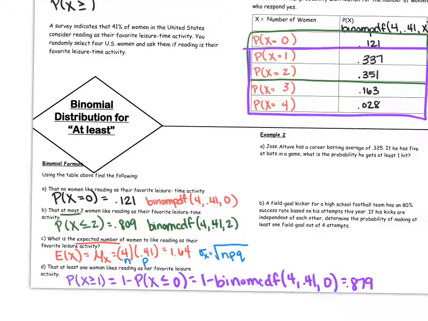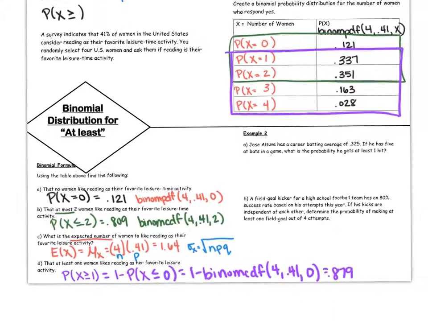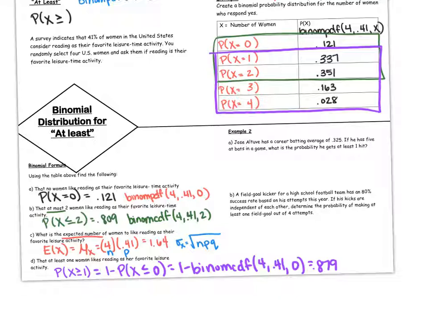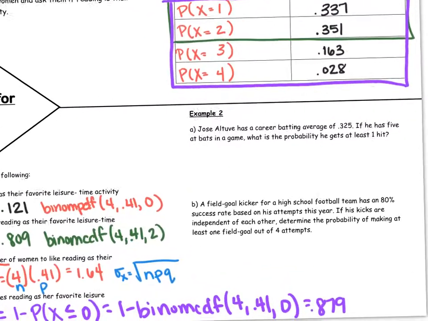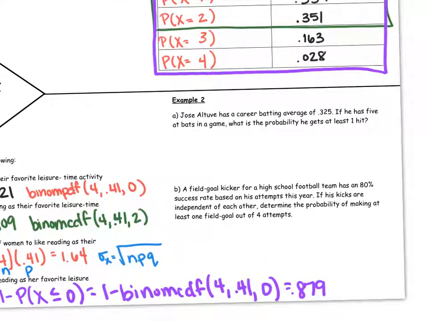Okay, so I'll show you an easier example. We'll look at example 2. Example 2 says Jose Altuve has a career batting average of .325. If he has 5 at-bats in a game, what's the probability he gets at least 1 hit? Let's change this to a different number. So change this to 2 hits right here. What's the probability he gets at least 2 hits?